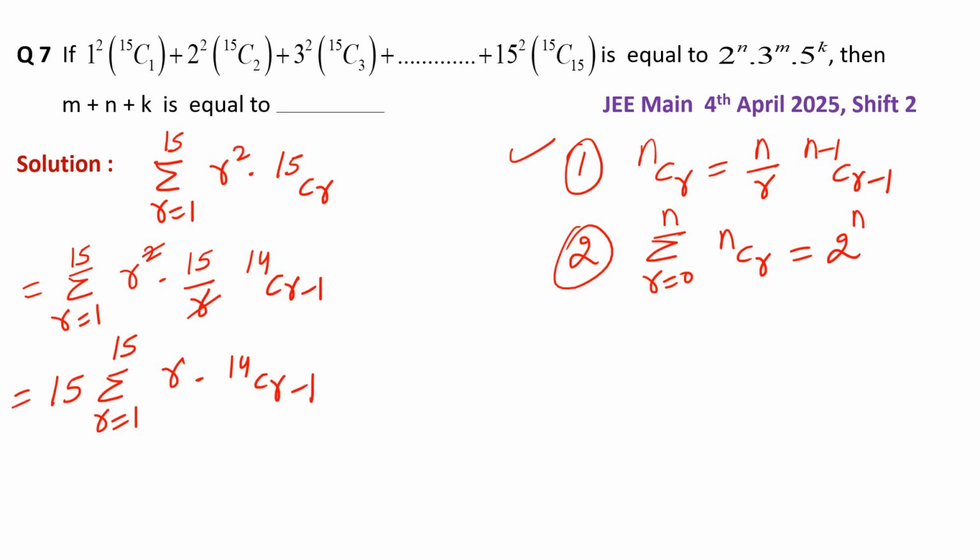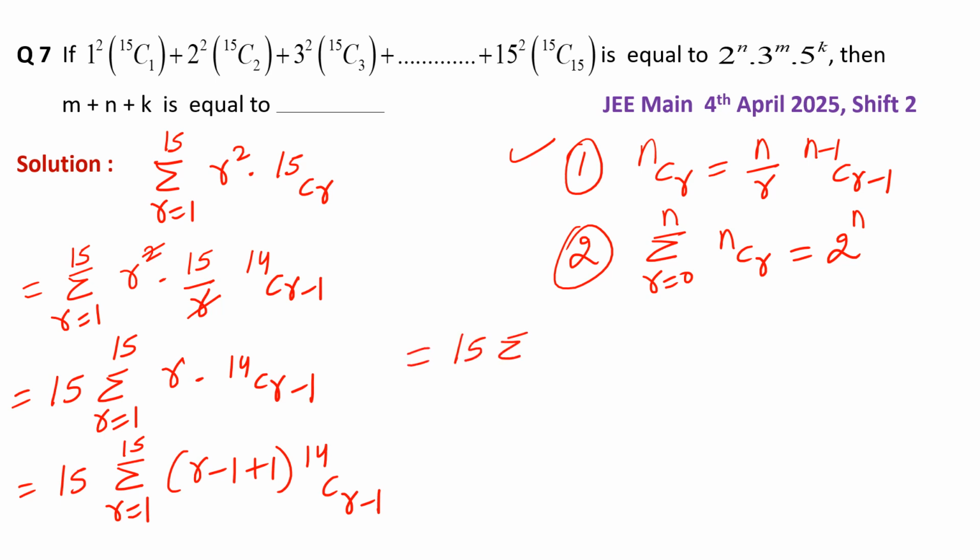Now students, to get rid of this r, I will replace it by r minus 1 plus 1. So now it becomes 15 into summation r varying from 1 to 15 of (r minus 1 plus 1) into 14C(r minus 1). Right? Now this can further be written as 15 into summation r varying from 1 to 15 of (r minus 1) into 14C(r minus 1) plus 14C(r minus 1).